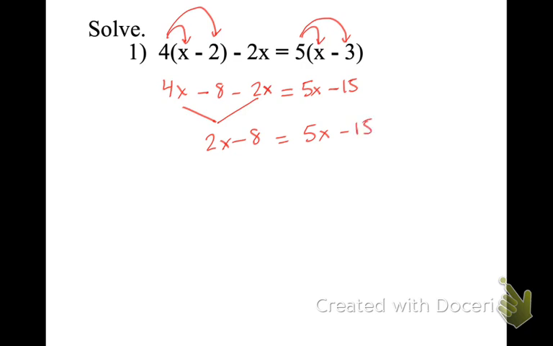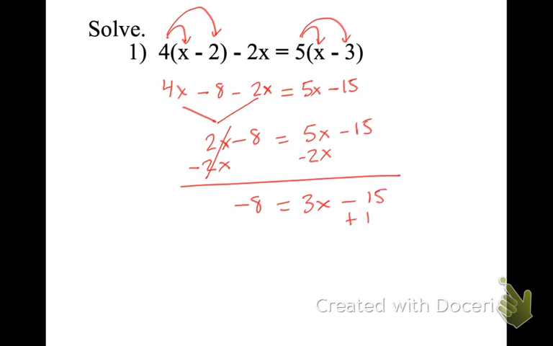Now I want you to guess, what do you think I'm going to move first to keep the x positive? Well, hopefully you guessed 2x. Minus 2x, minus 2x. It wouldn't be wrong if you moved anything else. Now I'm left with negative 8 equals 3x minus 15.